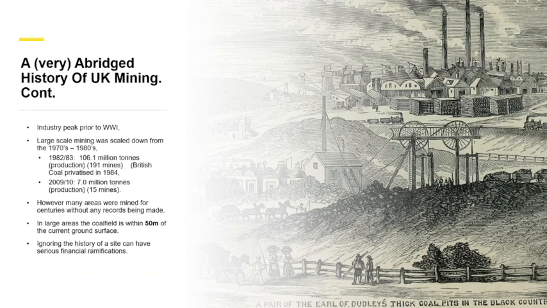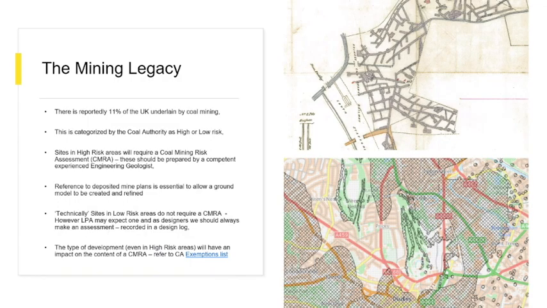Now, of particular note to this talk, and perhaps to the work that we all get involved with, is that in many areas of the country, coal was mined for a very long time without any records being made whatsoever. So we've got unknown workings. And that combined with the next point, which is that in large areas of the UK within the coal field, coal is within 50 metres of the current surface. So obviously we've got an unknown ground condition within 50 metres of the surface across a large area of the UK. Ignoring those two points can have serious financial ramifications on the sort of projects that we're all getting involved with.